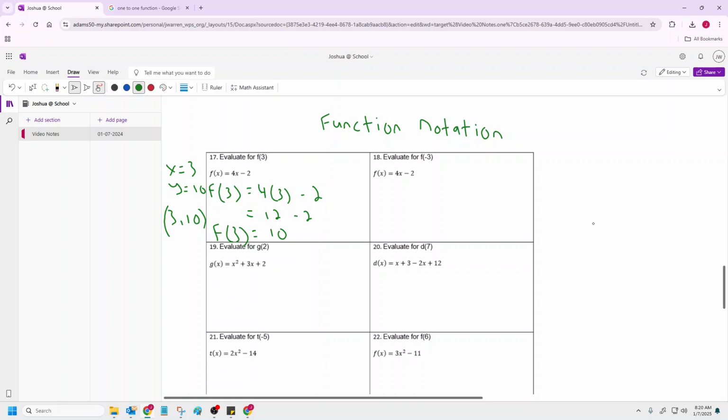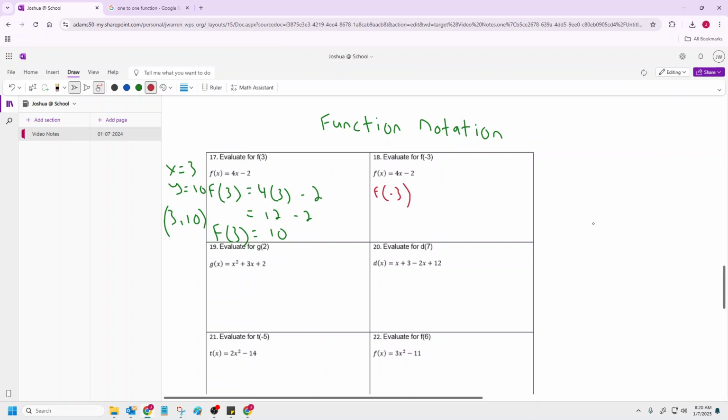So now, check out 18. I'm going to switch colors. I'm going to switch to red. 18 is evaluate for f of negative 3. So remember, f of x is basically the same thing as y. Y equals 4x minus 2, but we're going to plug in a negative 3.